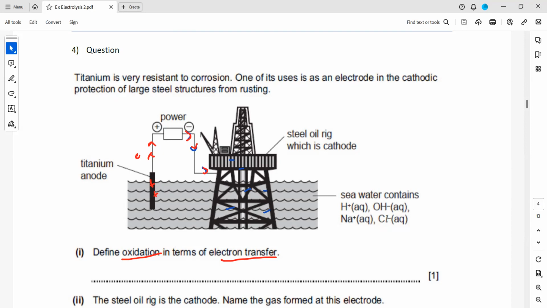So that's right. Oxidation is what? Oxidation is a loss of electron. When something loses electron, we call it oxidation. So oxidation in terms of electron is a loss of electron. Anything that loses electron, we call that oxidation.